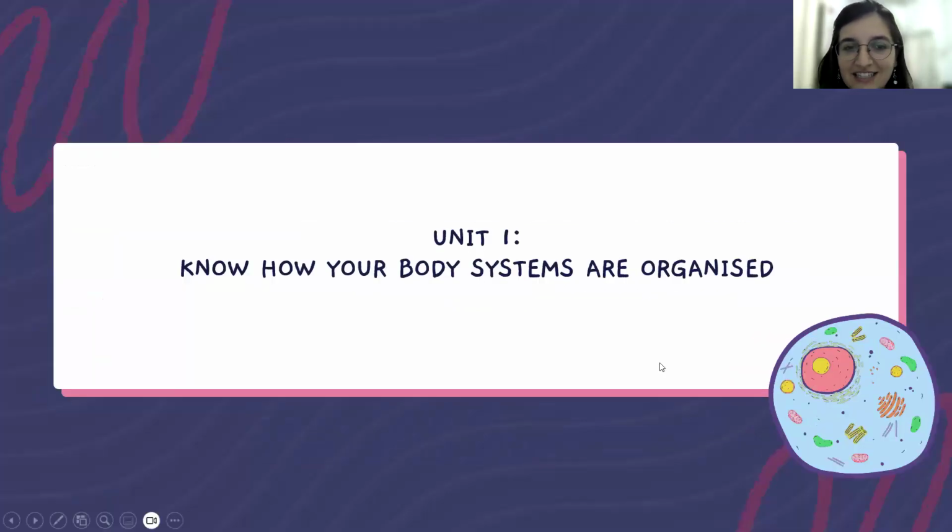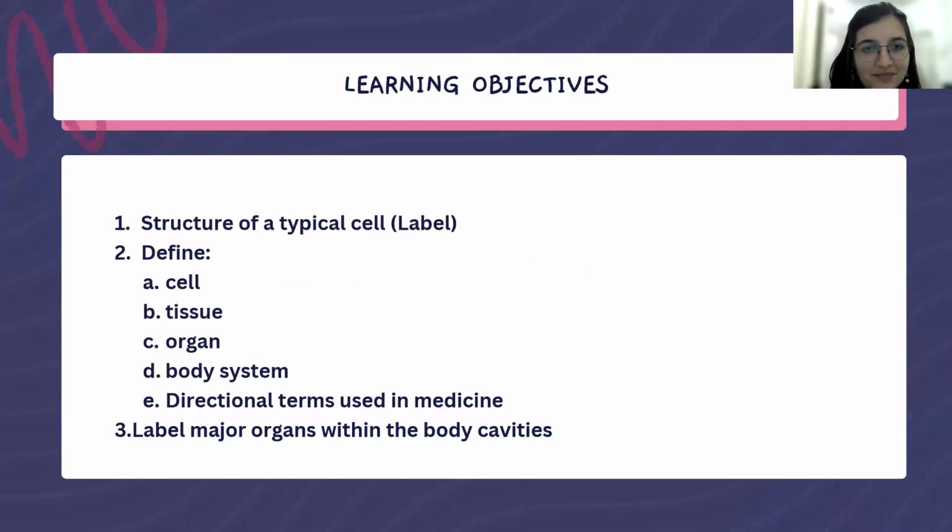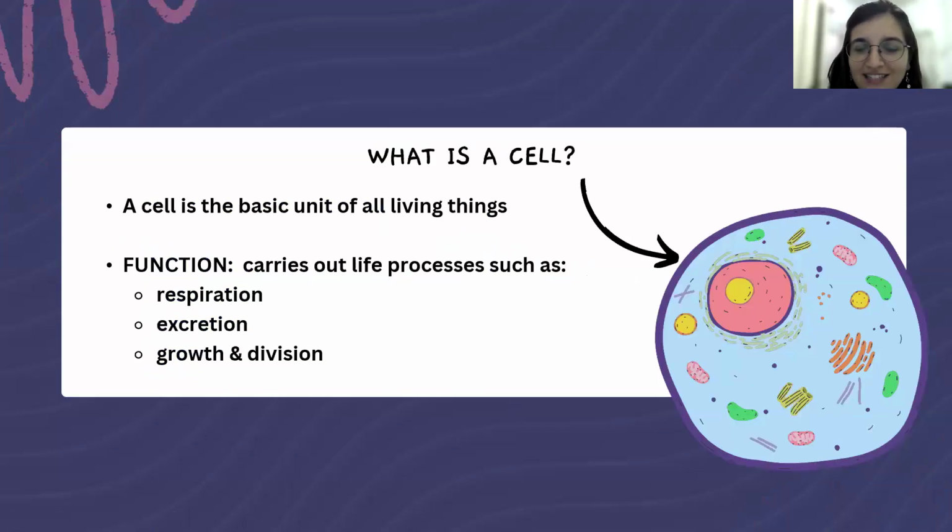So our first unit is knowing how your body systems are organized. And we will start with the very basics, that is the structure of a typical cell. By the end of this lesson, you should be able to label a cell and its structures. You should be able to define what a cell is, what a tissue is, and what an organ is, and what the body system is. The last two parts, I would most likely be teaching them in our next session when we reach the systems of the body. So let's start with cell.